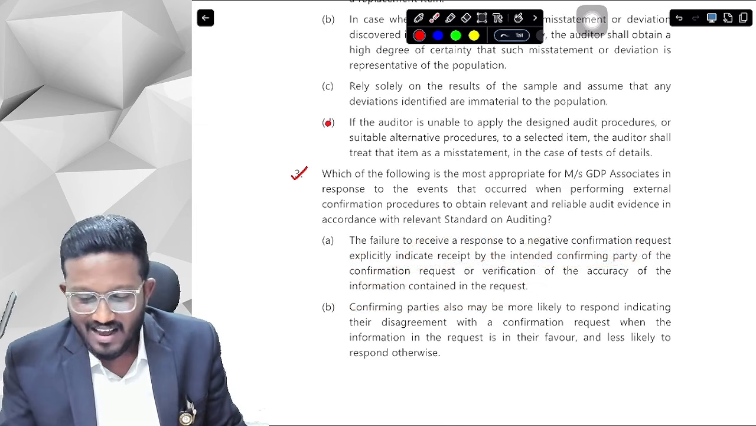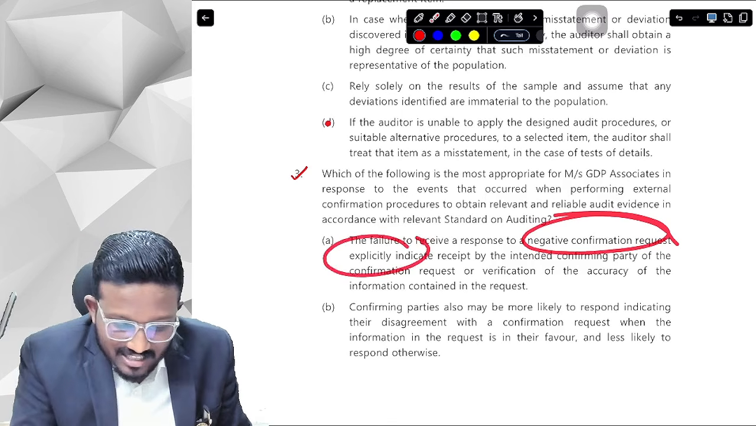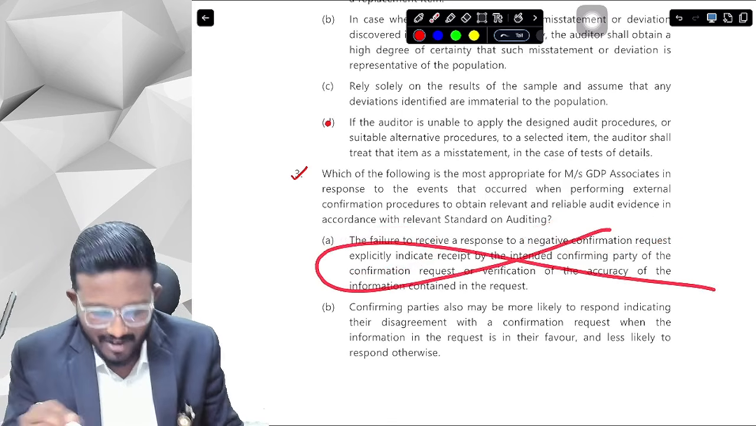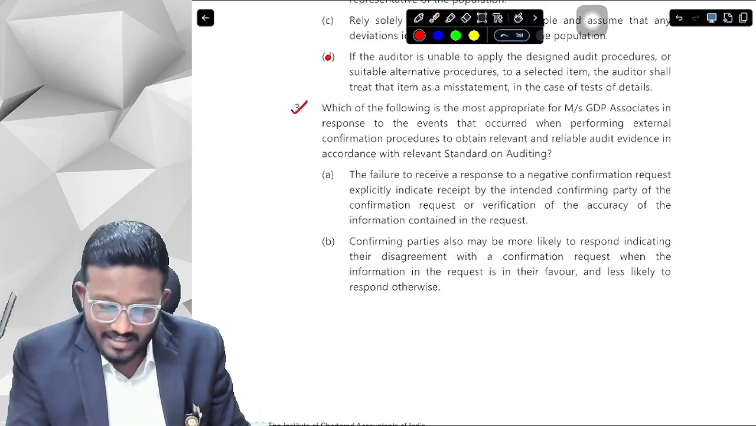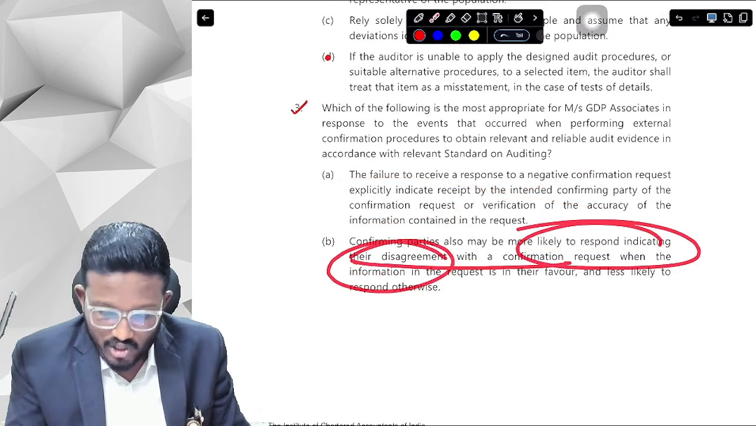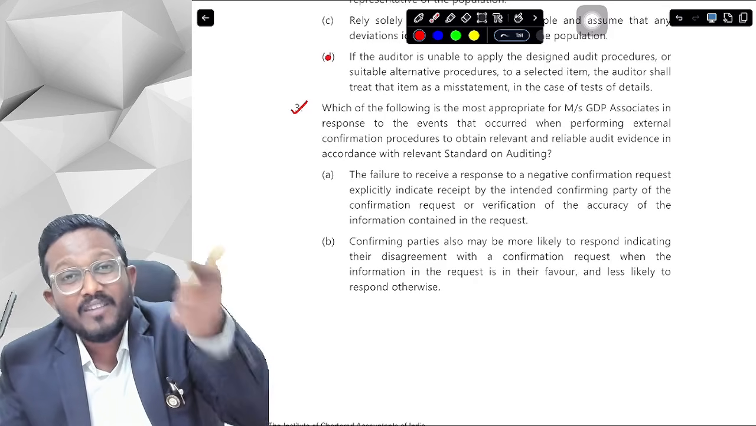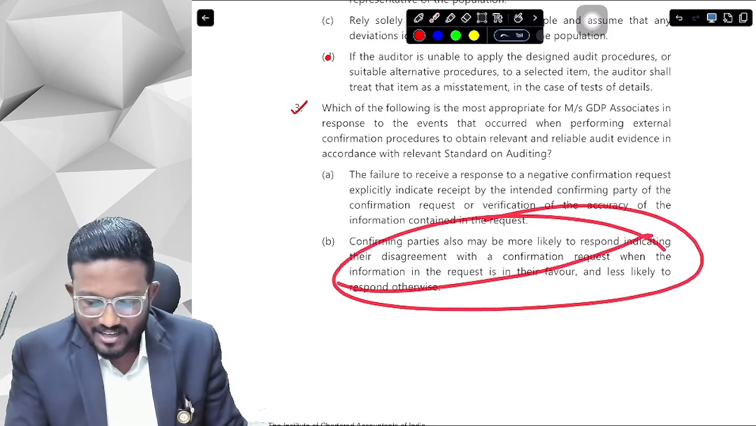This is wrong. This failure to receive a negative response to the negative confirmation request does not explicitly indicate... the word "not" should be given over here. It is not given, so this is very wrong. Second, confirming parties also may be more likely to respond, indicating their disagreement with the confirmation request, when the information in the request is in their favor. No, they are more likely to respond when the information is not in their favor. So "not" is missing over here, so this is also wrong.